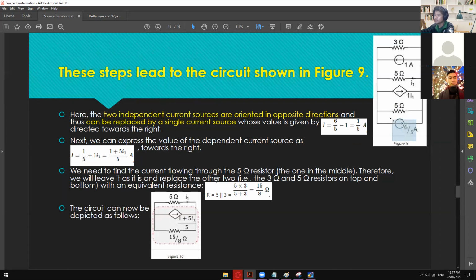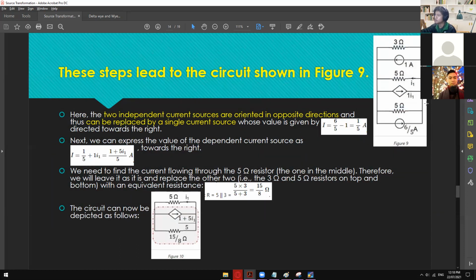So the result of 1/5 will be added with this 1 i sub 1 right here. So 1/5 plus 1 i sub 1 is equal to 1 plus 5 i sub 1 divided by 5. Just apply basic algebra and you will arrive at this kind of equation. Or you can eliminate the denominator by multiplying 5 on the entire equation, and then you will get this one.